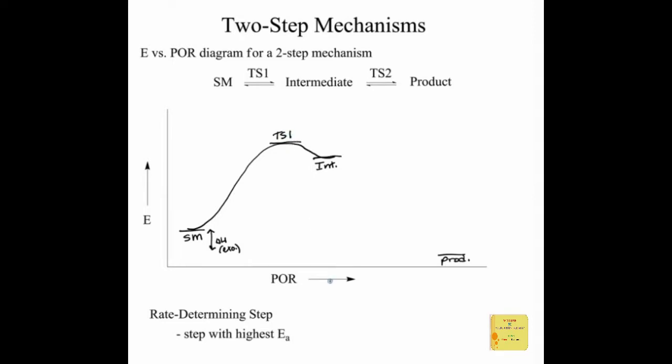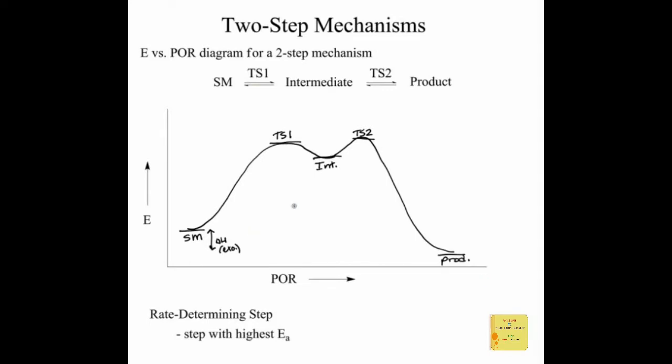We'll call that transition state 1. And then at the intermediate, it's going to have to go up again to some other transition state before it can get to product. It doesn't matter too much which is higher in energy. Of course, that's going to depend on the exact reaction we're looking at. This is just the overall picture that we're going to have.